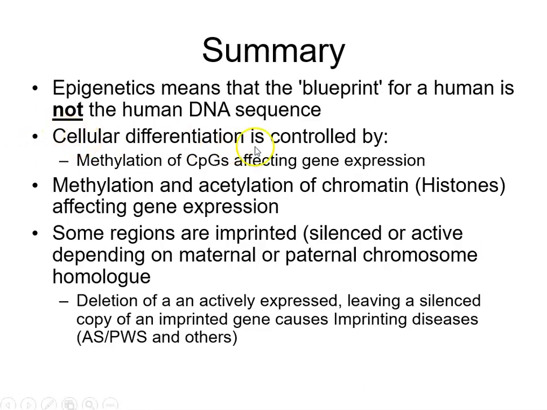Cellular differentiation is controlled by this process. So as we've seen early on in embryogenesis, you get active demethylation of sperm DNA, you get passive demethylation, you get methylation of CpG islands that affect gene expression. So initially you get demethylation and then remethylation of specific CpG islands, which would then allow cells to differentiate down different lineages. So that's at the DNA level.